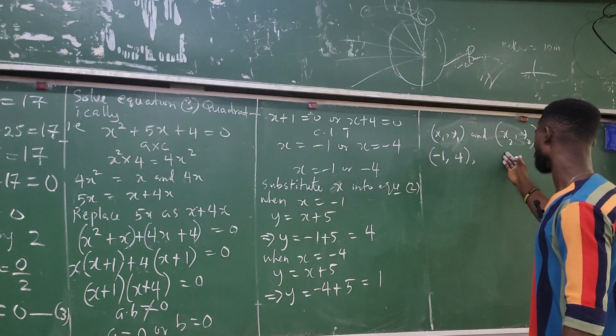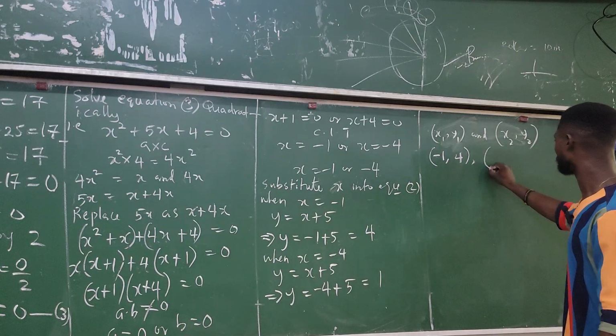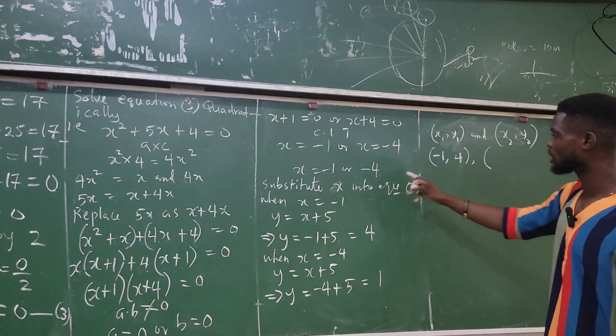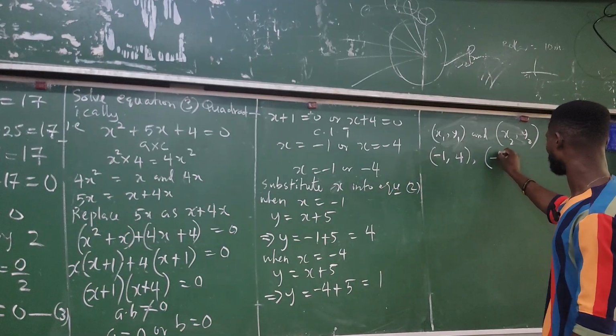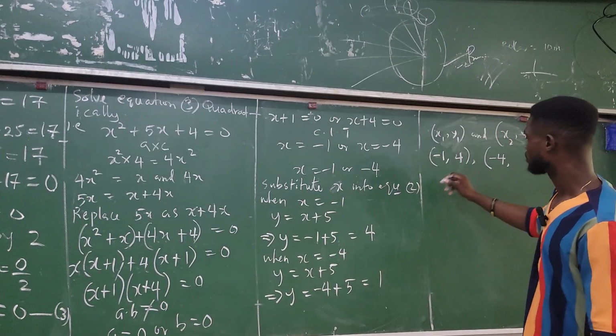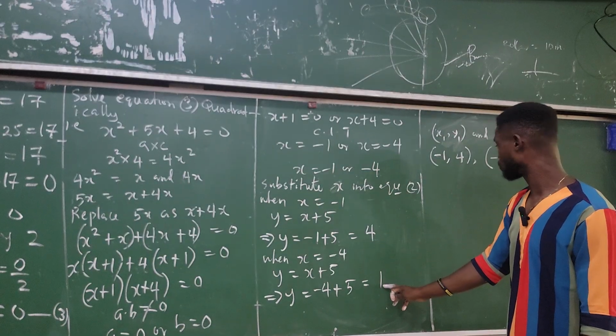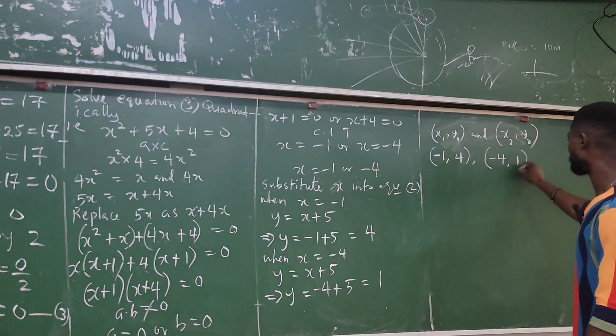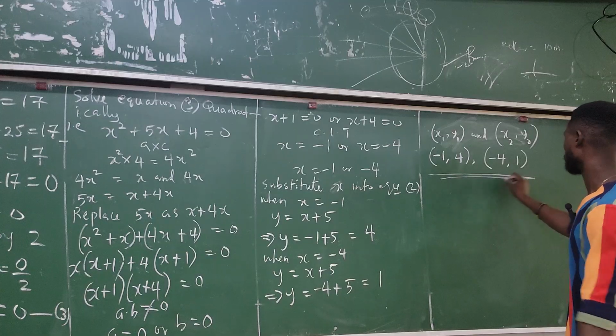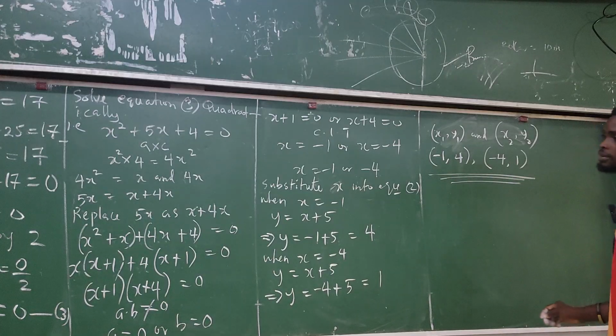Either you use comma or you use and, still the same thing. So for x2, what do you have? Minus 4. Then when you use minus 4 to get y, what you have is 1. So this is your final answer.